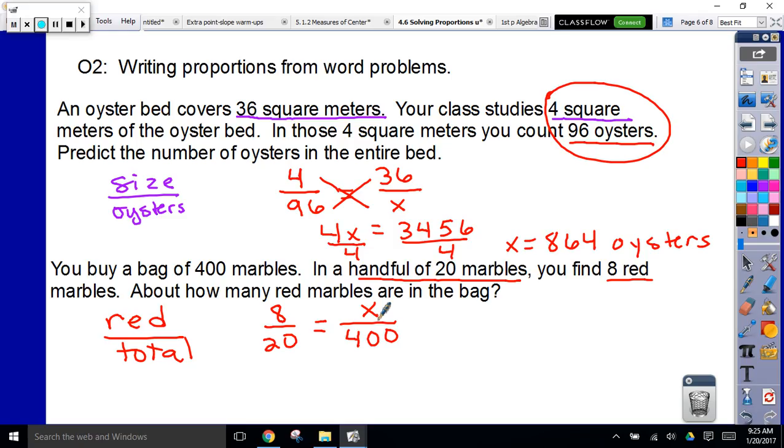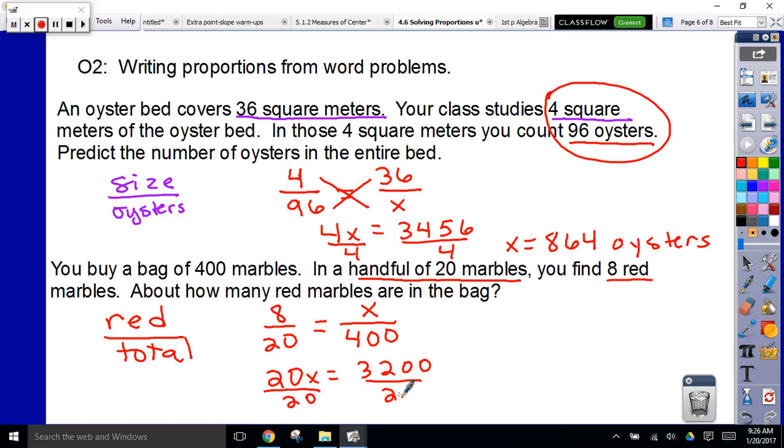I have the 400 on top of it. If you wrote this as total over red, you could do 20 over 8 equals 400 over X, but the things have to be in the same position. That's why it's good to write your ratio in words first, so you can keep track of what's on the top and what's on the bottom. So we end up with 20X. This is easy to do in your head. 400 times 8, you just do 8 times 4, which is 32, and add 2 zeros.